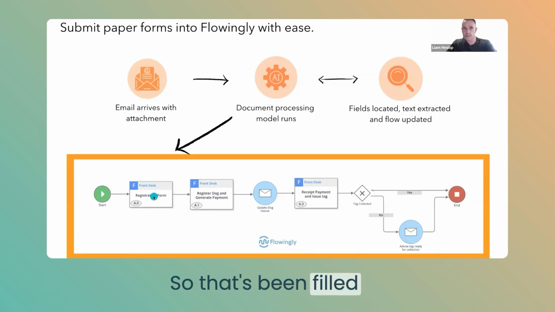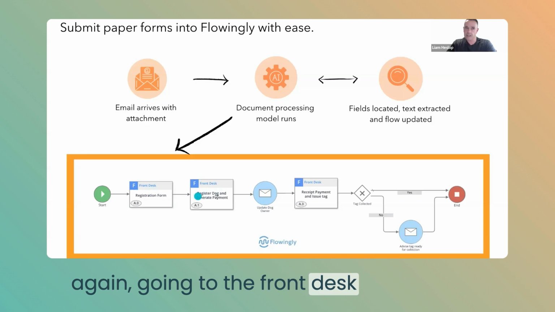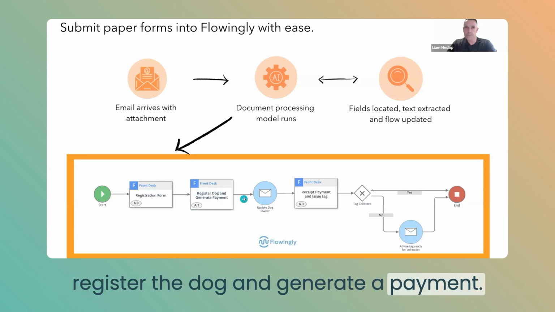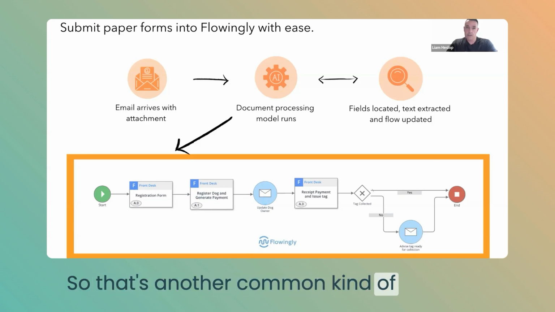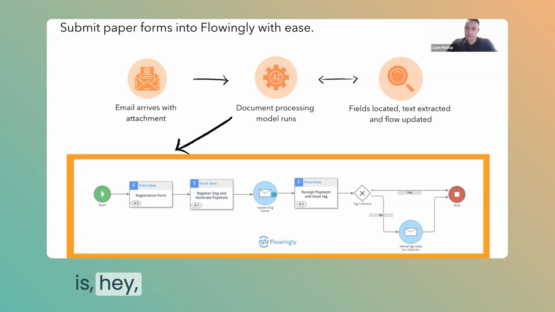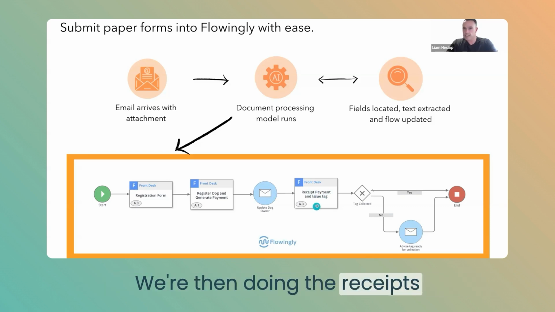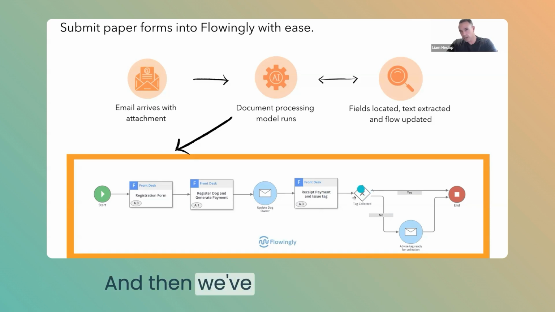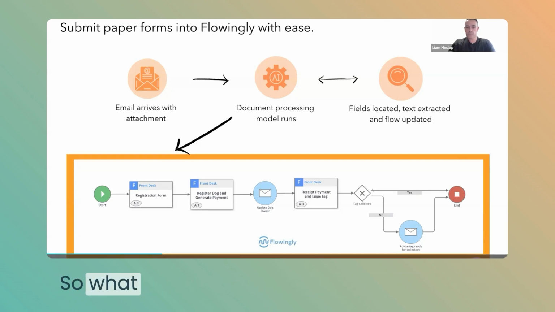So that's being filled in. We then have a second step that is again going to the front desk, and that's to register the dog and generate a payment. We're doing automatic emails. So that's another common kind of use case is, hey, this can just keep people updated. So that could reduce a phone call. We're then doing the receipt and the issue with the dog tag. And then we've got a decision point here just for a real small example. But if the person's not there at the counter, we can send an email saying your tag's ready for collection.